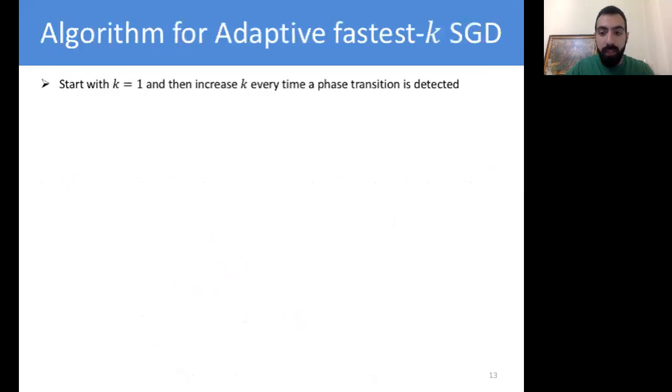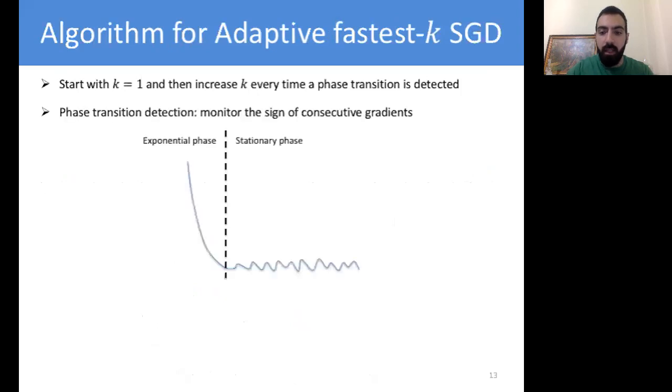Now, moving to the practical algorithm which we propose, the main idea here is the same. We start with the smallest k, since it gives the fastest decrease in the beginning, and then every time we detect a phase transition, we increase k. Now, the challenging part is detecting this phase transition, since we do not know W star, so we do not know the error function. What we do to detect this phase transition is we monitor the sign of consecutive gradients.